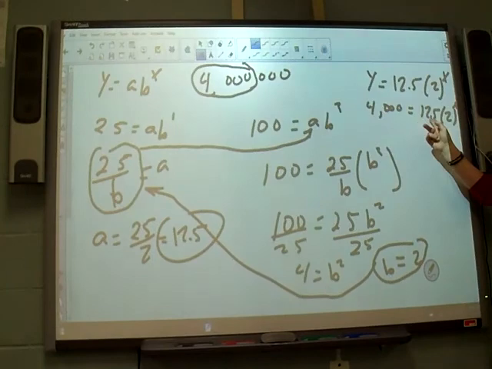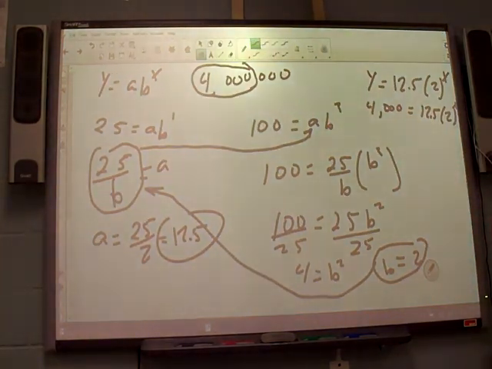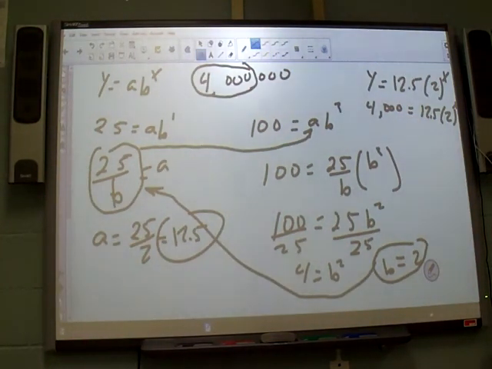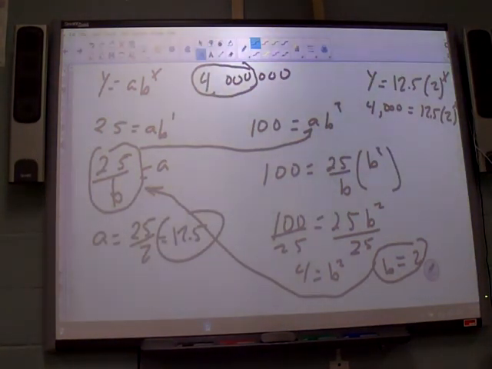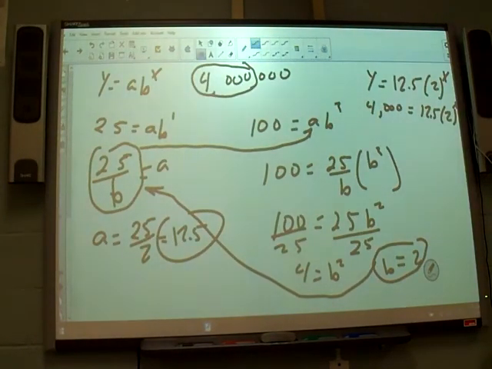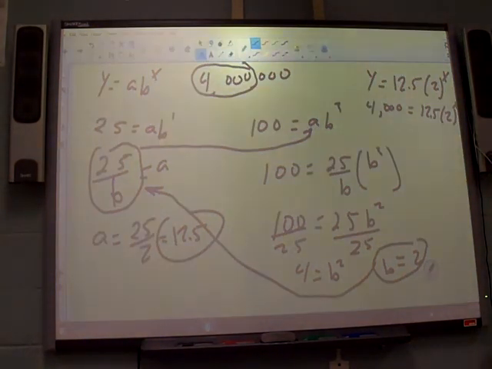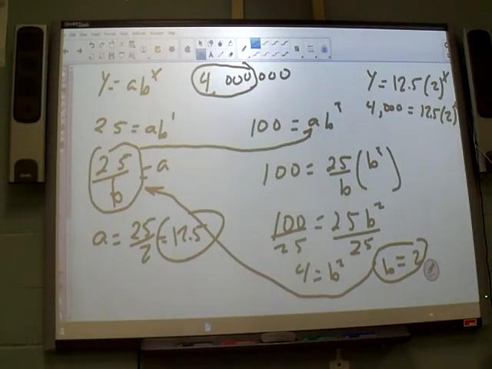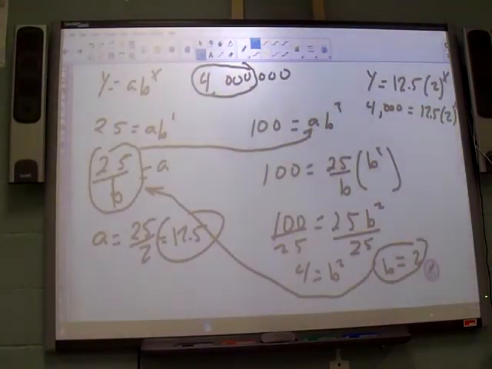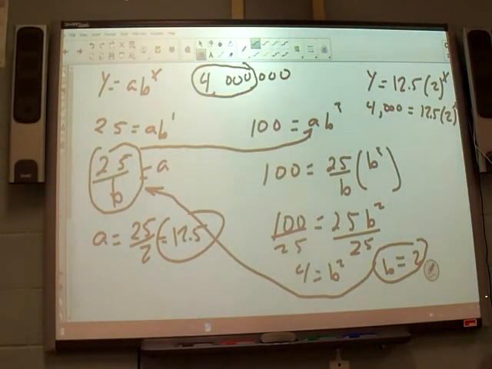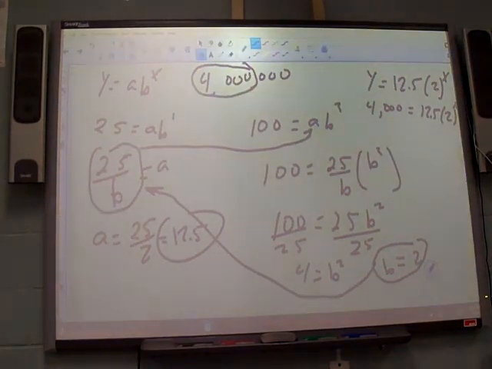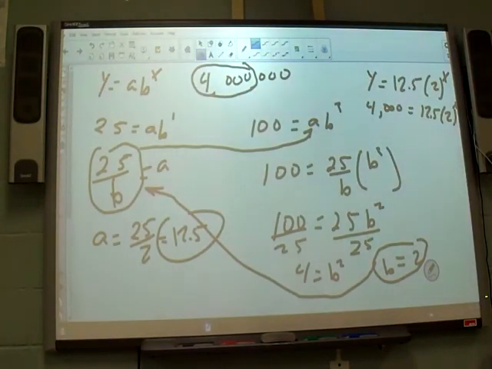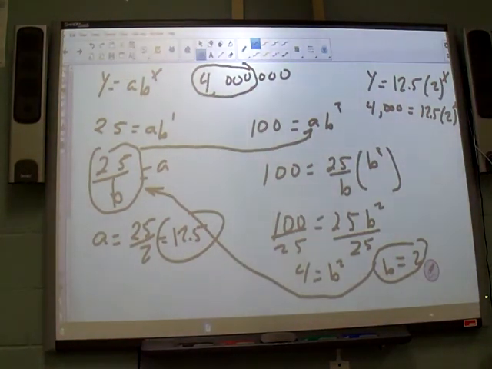So I'm going to divide both sides by 12 and a half. Okay. So tell me what 4,000 divided by 12 and a half is. 320. 320 equals 2 to the x. Now this is b to the e equals n, right? So I'm going to say log base 2 of 320 equals x. And you can just plug it in.